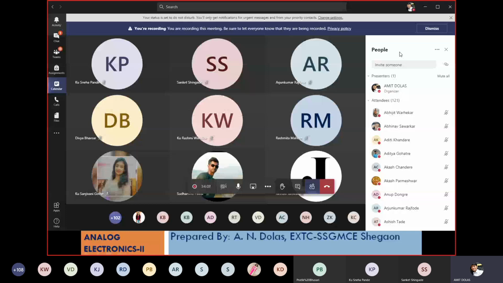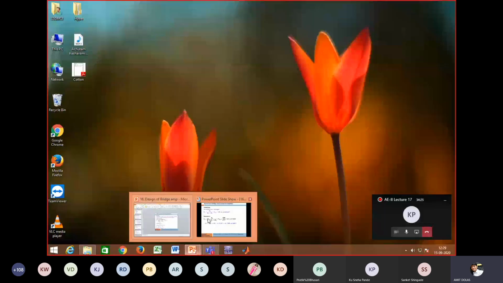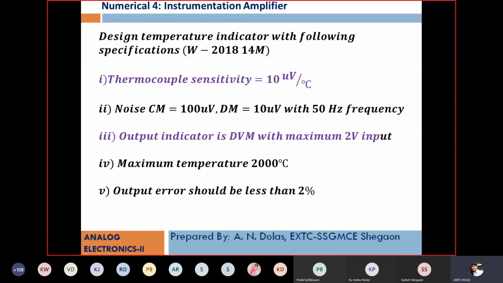So if there is no question, we'll move to the next similar problem. The next problem is: design a temperature indicator with the following specification. That is Winter 2018, 14 marks, same paper question.